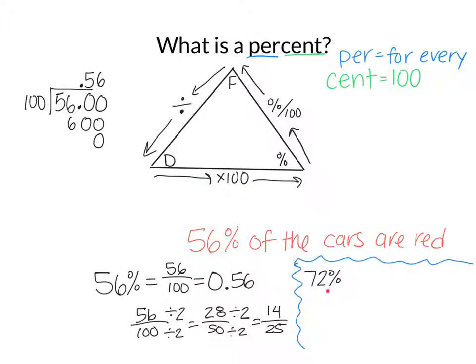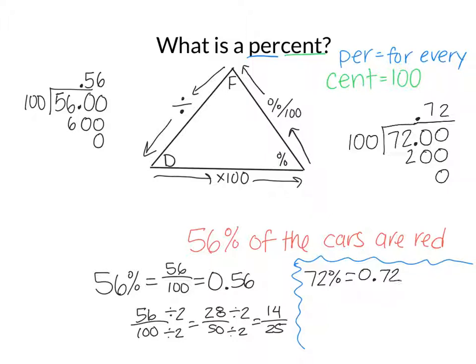So for example, if I have 72%, to make this a decimal, all I have to do is divide it by 100. So I'll do my work right here. 72 divided by 100. 100 does not fit inside of 72. I'll add 0.0, bring up my decimal. 100 goes into 720, 7 times, 20 left over. I'll add another 0. 100 goes into 200, 2 times with nothing left over. So as a decimal, 72% equals 72 hundredths.